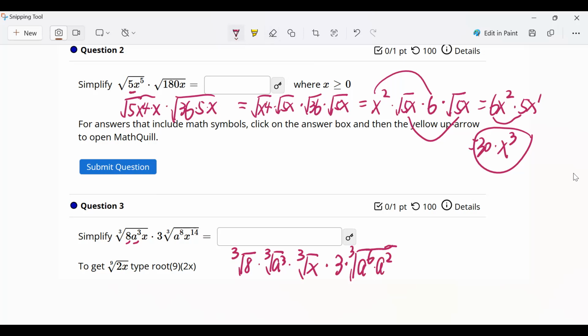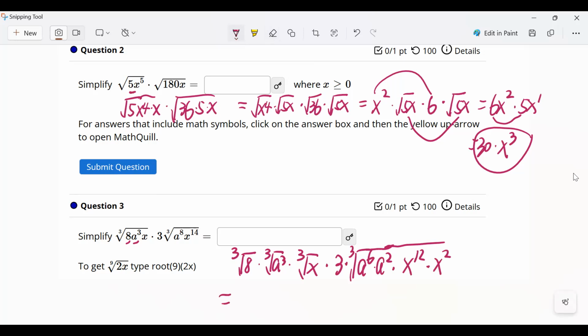So a to the 6 is a perfect cube. And then x to the 14, you do x to the 12. 12 is the maximum number that goes into 3. And then x to the second. Okay. And now let's simplify.